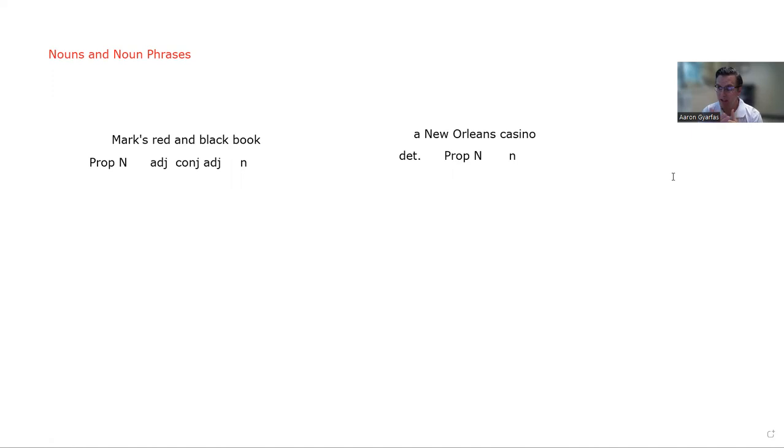Red, black are both adjectives. And is a conjunction, not a subordinate conjunction. It's a coordinate conjunction. If you label it as a coordinate conjunction, great, but that's more detail than we need. Book, of course, is a noun. Casino is a noun. New, I hope no one put as an adjective. New can be an adjective, but in this case, that capitalized N is a clue that this is not an adjective. It's part and parcel of New Orleans as one name, proper noun.